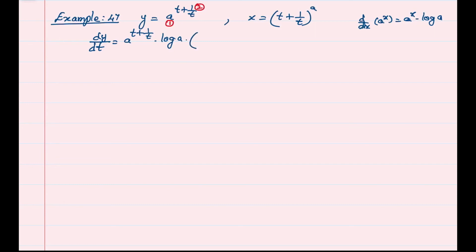And then power has to be differentiated. Derivative of t with respect to t is 1 and derivative of 1 by t. The differentiation is minus 1 t power minus 2, which is minus 1 by t square. Now let us find dx by dt.